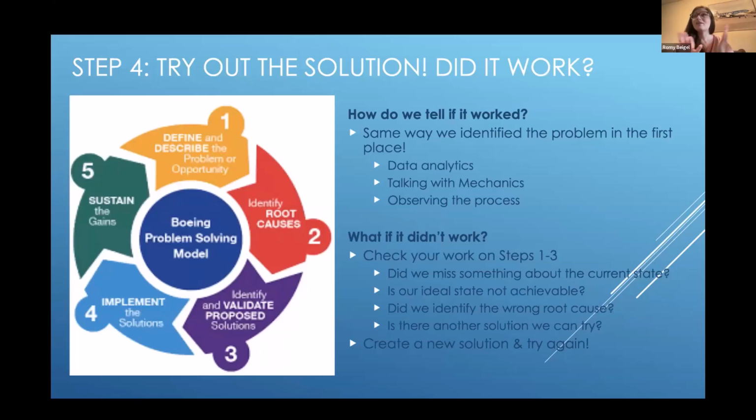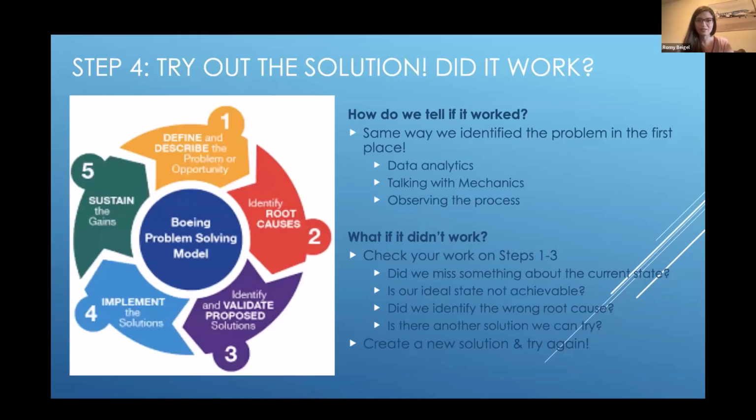Is there maybe an environmental factor that you missed out on? Is the ideal state not achievable? Is that 2-hour mark not something that a person can actually do? Did we get the wrong root cause? If you try and solve for the wrong problem or for the wrong issue, you're not going to get the outcome that you want. Or sometimes there's an additional solution that you can try.